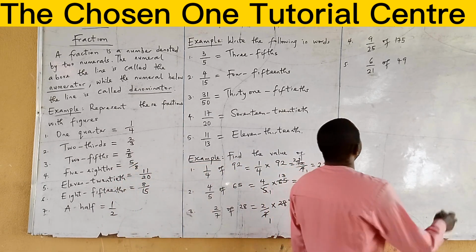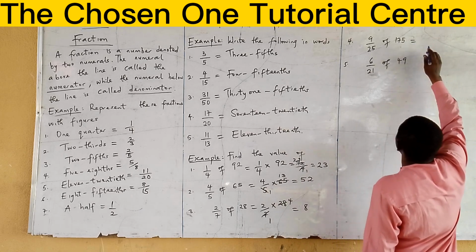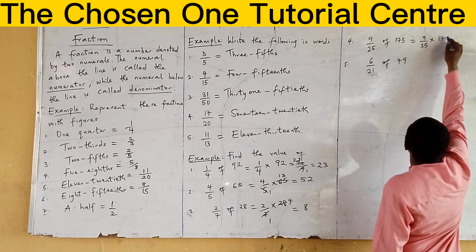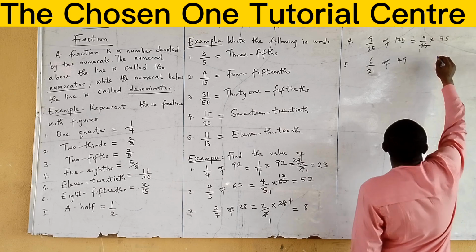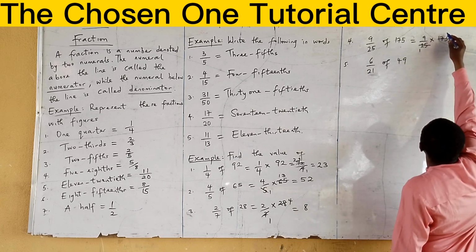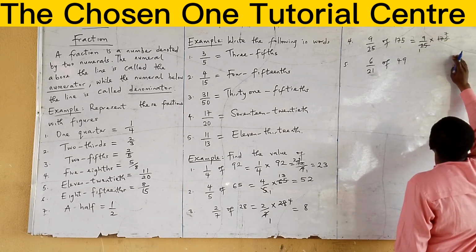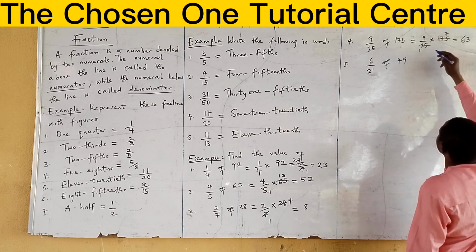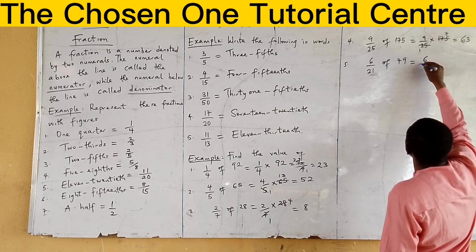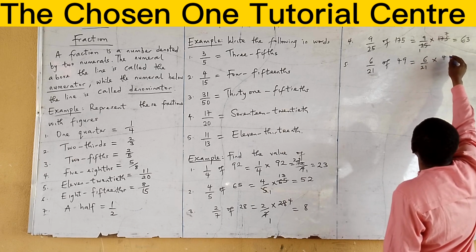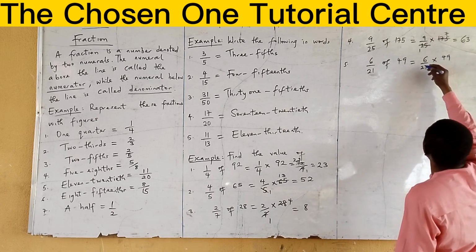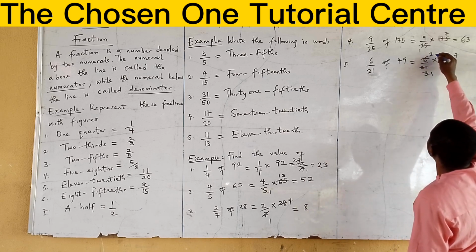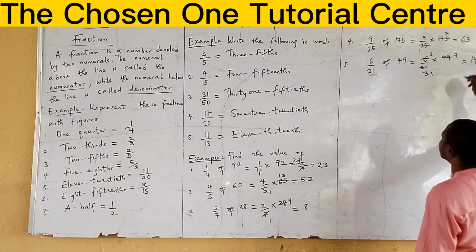Then let's solve this. We have 9/25 times 175. 25 here 1, 25 here 7. 7 times 9, that will be 63. Then this should be 6/21 times 49. 7 here 3, 7 here 7. 7 here 1, 7 here 2. 2 times 7, that will give us 14.